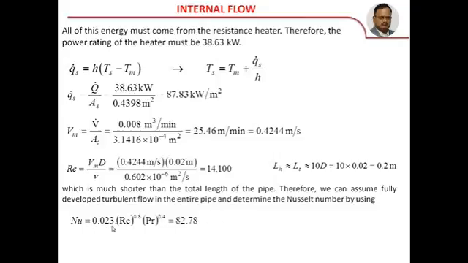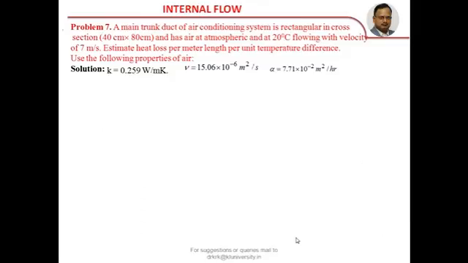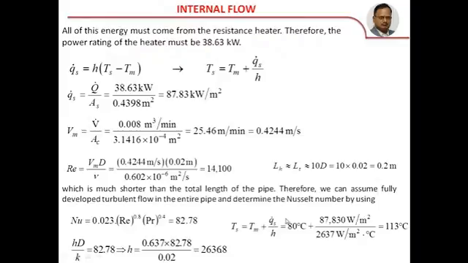In the turbulent region, if you calculate the hydrodynamic entrance length or thermal entrance length, it is around 10 times the diameter, 0.2 meters. When compared to the pipe length, this 0.2 meters is too short, so let us neglect it and assume that the flow is fully developed in the entire pipe. The Nusselt number is calculated using the Dittus-Boelter correlation, 0.023 Reynolds number to the power 0.8, Prandtl number to the power 0.4, which is 82.78. That will give you the h value.